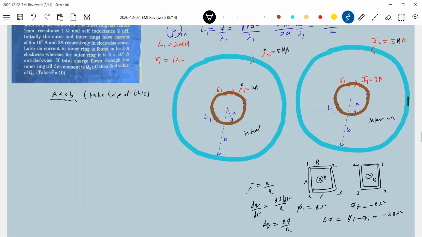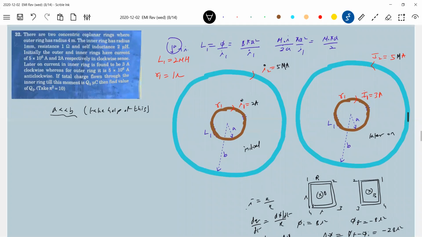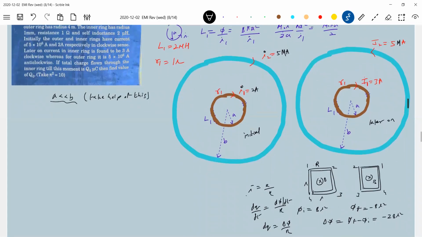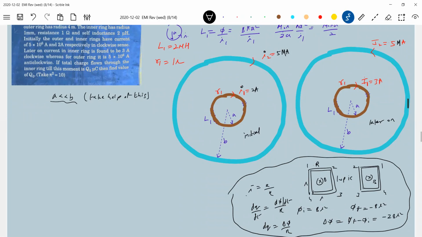Shall we bring a similar thing here? I'm not rotating the loop, but I'm changing the current. This is the rotating loop idea: the loop is rotated by 180 degrees. I think everyone knows this. It's a very, very silly problem.